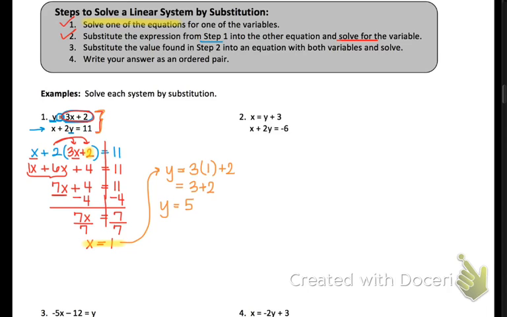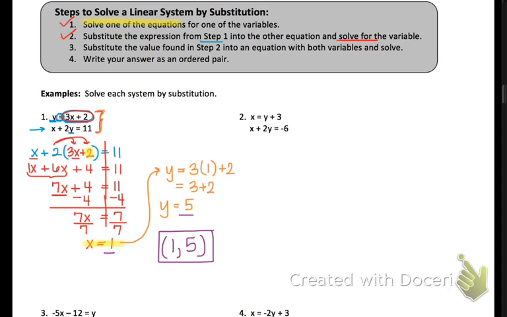And now the last step is to write our answer as an ordered pair. So since I have my x-coordinate and my y-coordinate, that means the answer is (1, 5). And so what that tells us is if we were to graph those two lines, (1, 5) is where they would cross, but we're able to figure that out without graphing.